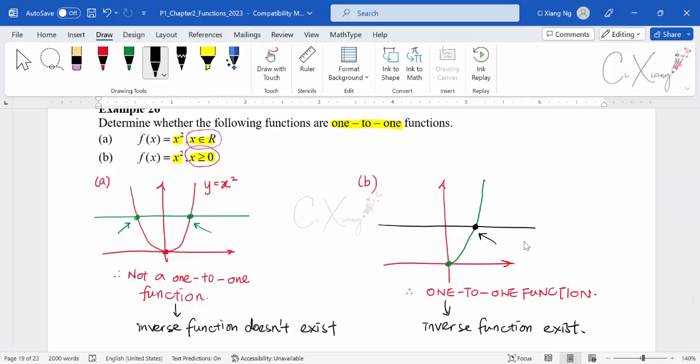You can just try to imagine the graph and also the horizontal line in your mind, and then you figure out whether it is a one-to-one function or not. All right, so this is a simple introduction to the one-to-one function part. Now let's proceed to the next part, where we try to find the inverse function.